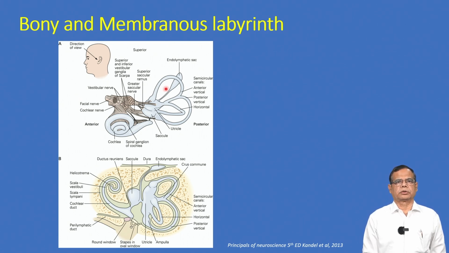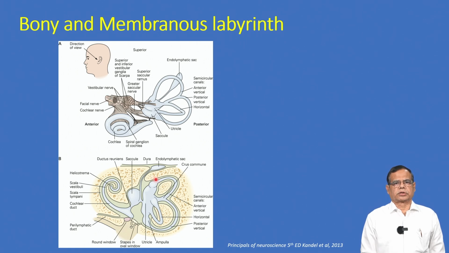Here it is showing the lateral view of a person with the external ear, and this is the internal ear with its cochlea anteriorly and the semicircular canals posteriorly. In the middle part is the vestibule from where the vestibular nerve comes out, and here is the vestibular ganglion. Vestibular nerve joins with the cochlear nerve, and along with the facial nerve it enters into the internal ear.